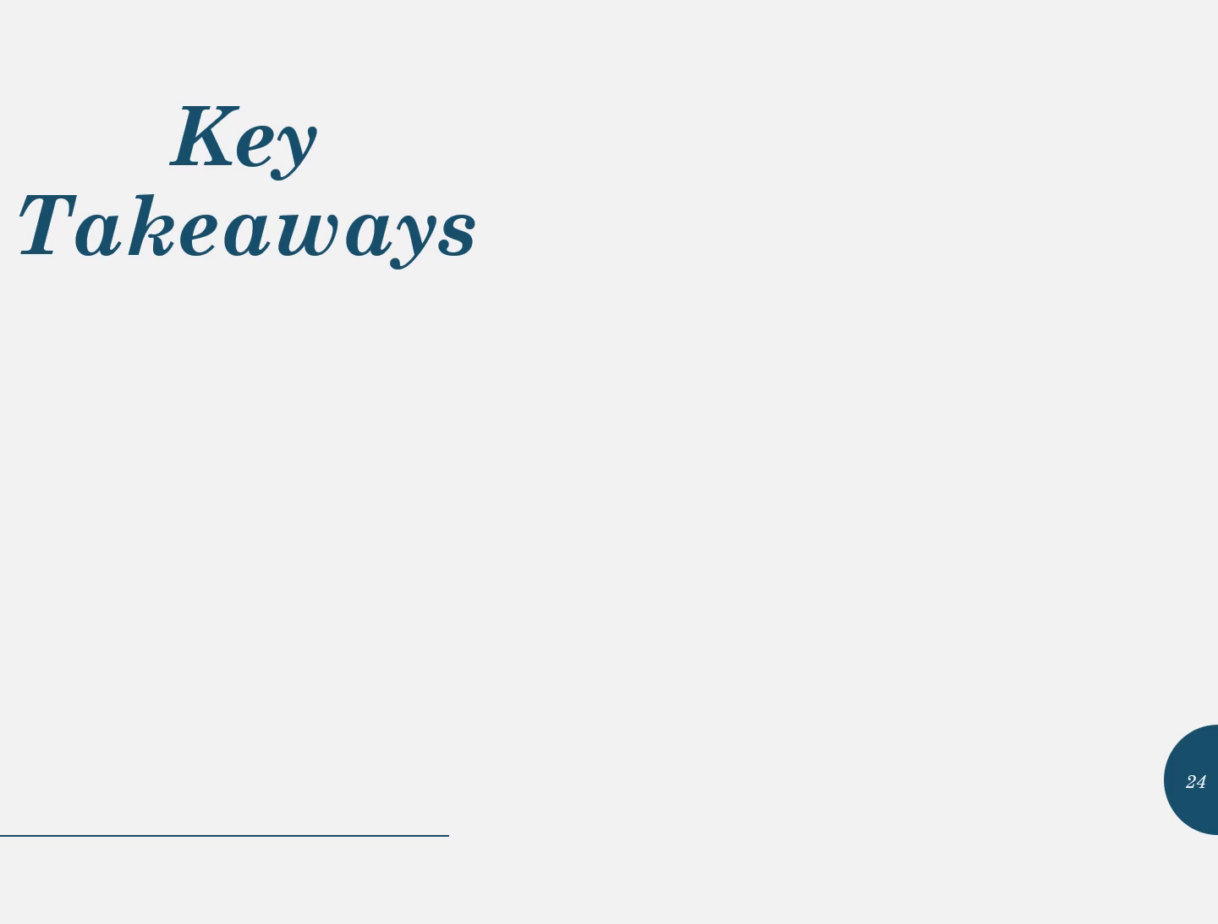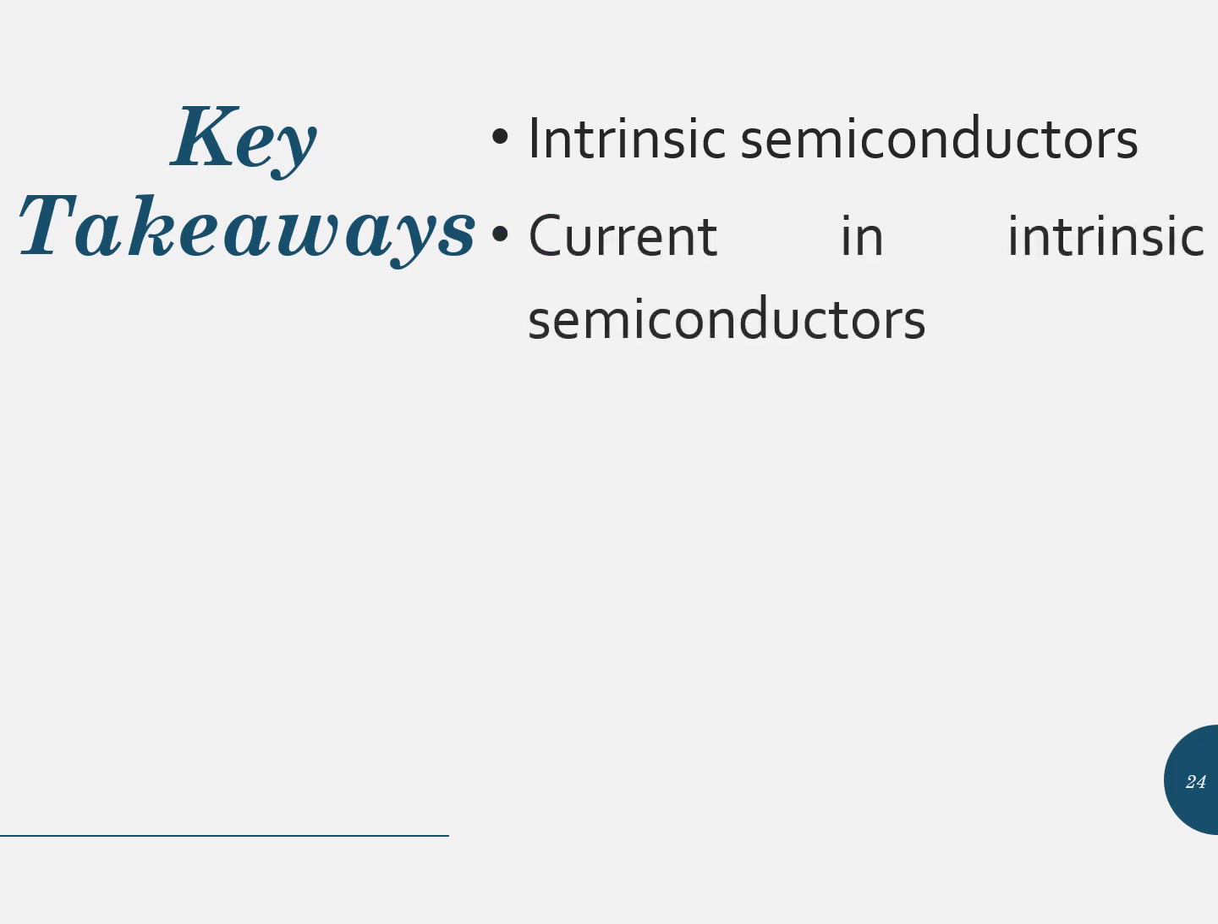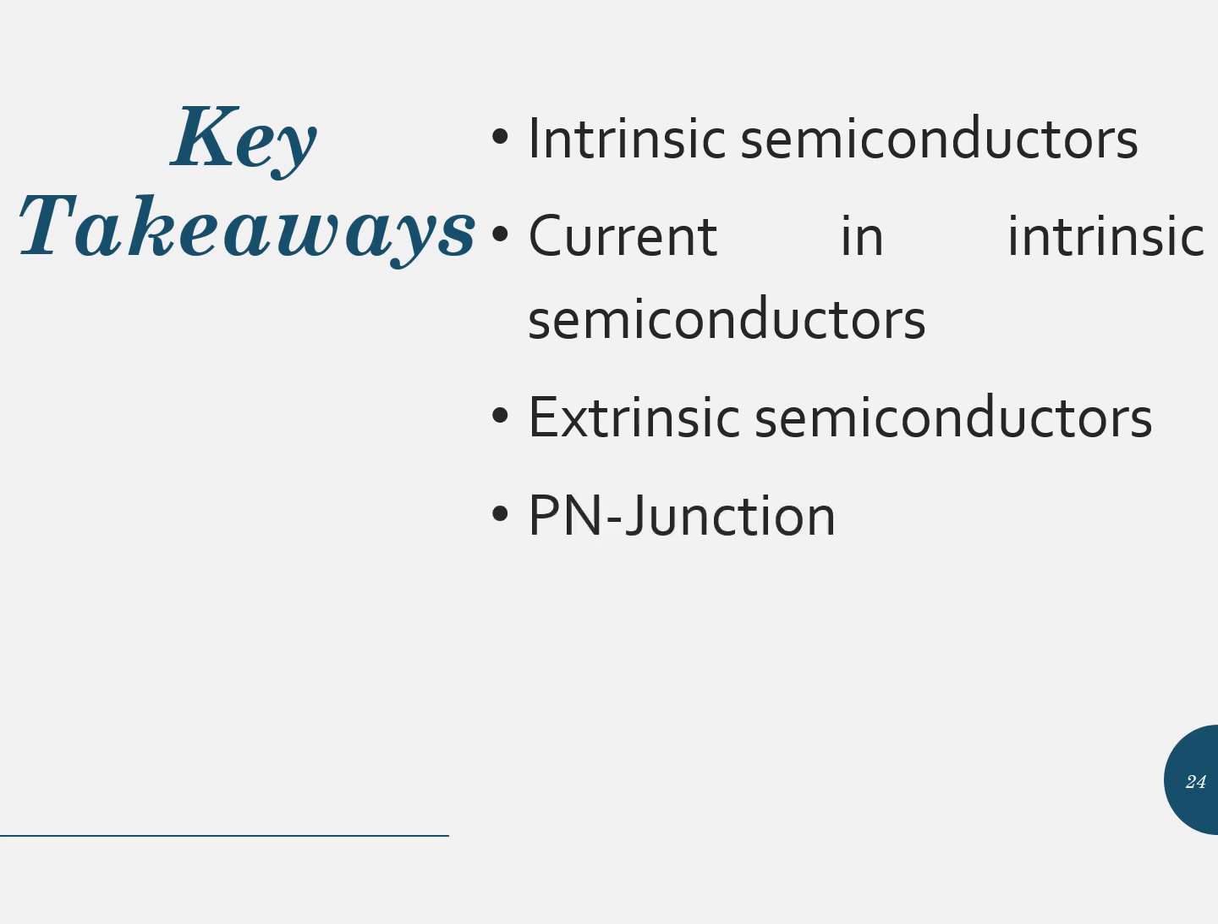That's all for today. Let's have a quick recap. In this lecture, you understood what are intrinsic semiconductors. You also studied about currents in intrinsic semiconductors. You also understood what are extrinsic semiconductors and what are the different types of extrinsic semiconductors. You also understood what is a PN junction and what is the depletion region.